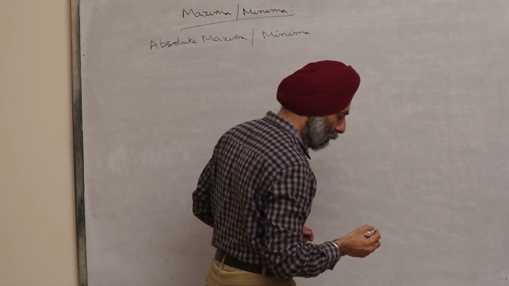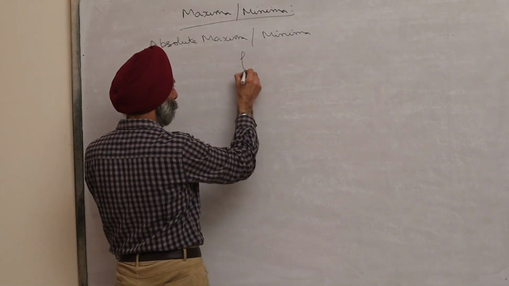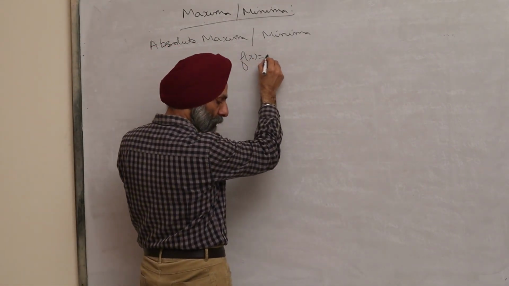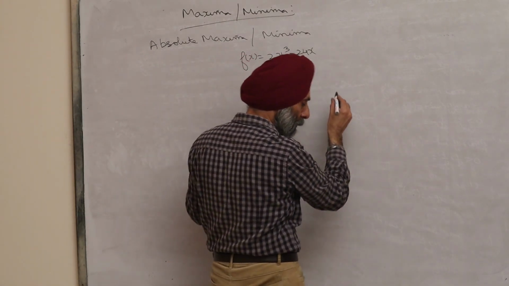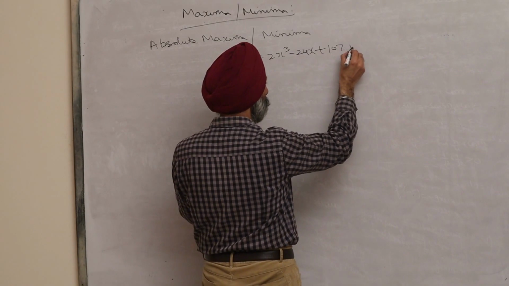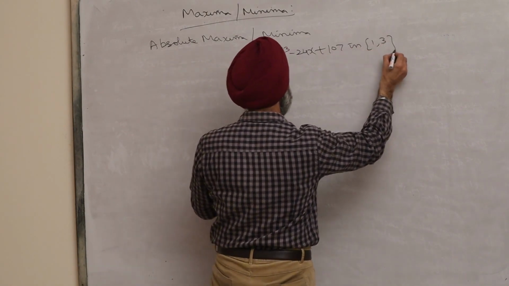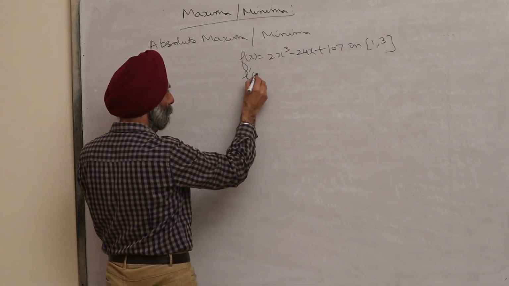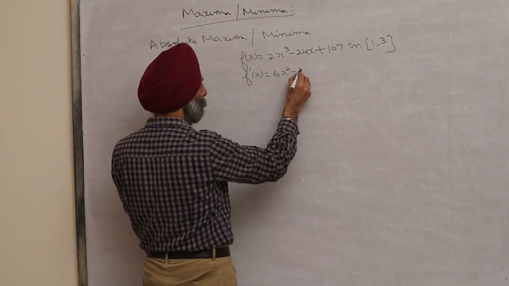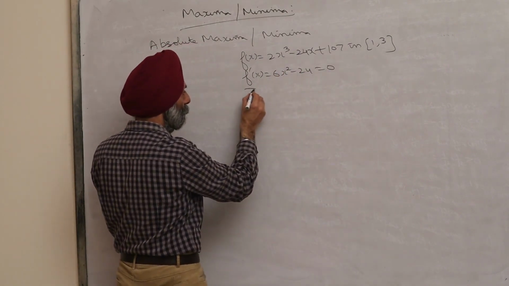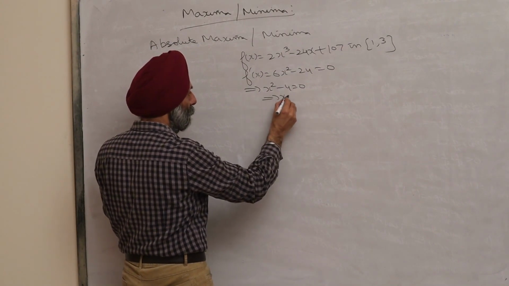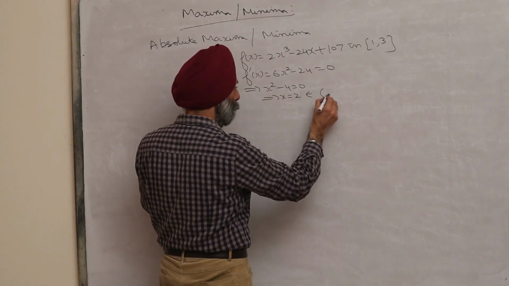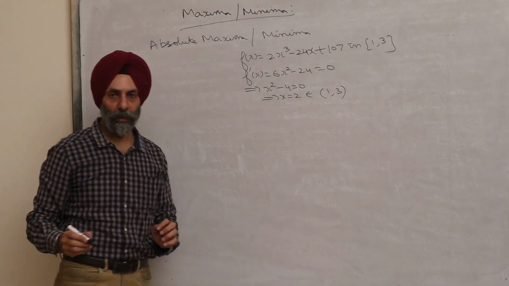So what is the criteria to find them? For example, we have the question f(x) = 2x cube minus 24x plus 107 in the interval [1, 2, 3]. In the same way, first of all we will find the derivative, which is 3x square minus 24 equated to 0, which implies x square minus 4 equals 0. This implies x is equal to 2, which belongs to [1, 3] here.